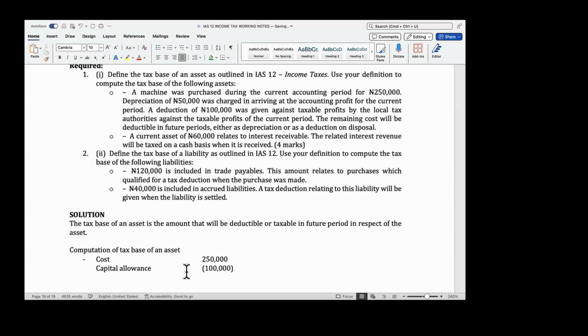100,000. That means my tax base is 150,000. Let's call that, let's say that's one.